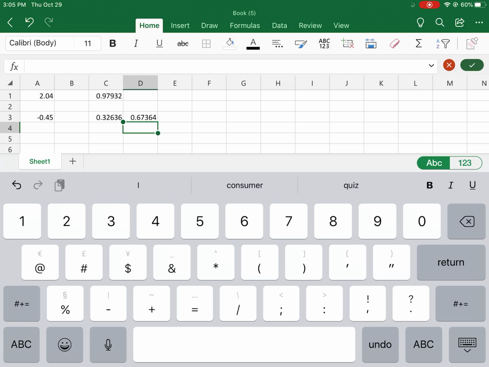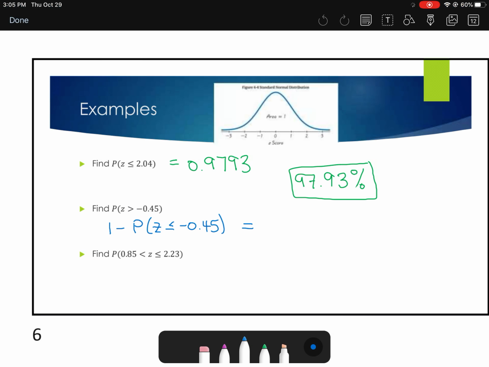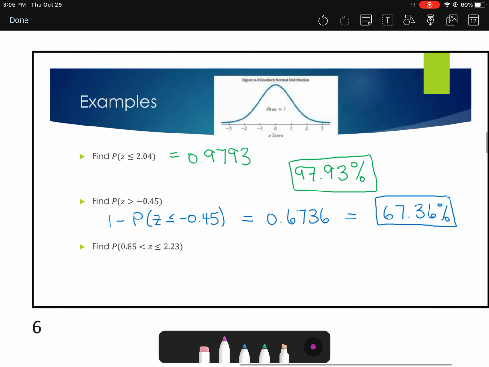So I get 0.6736. Rounding to 4 decimals is 0.6736. Which means that is equal to 67.36%.